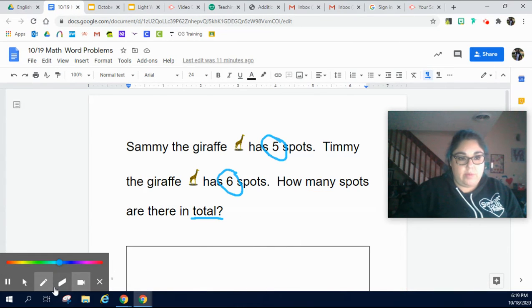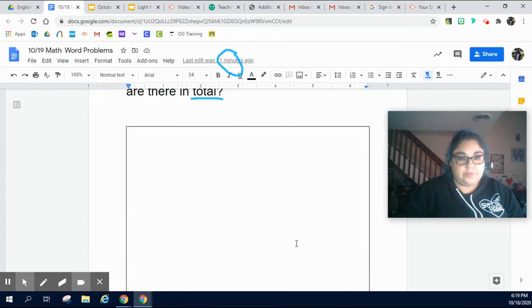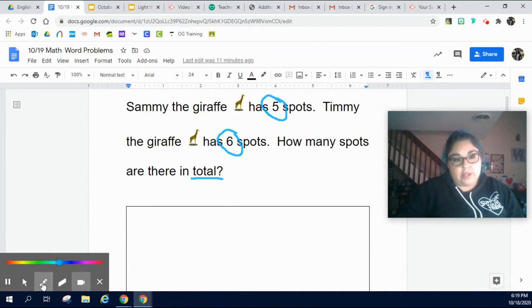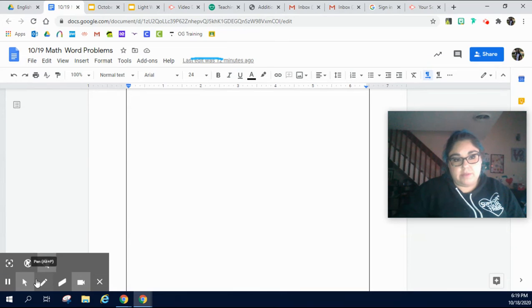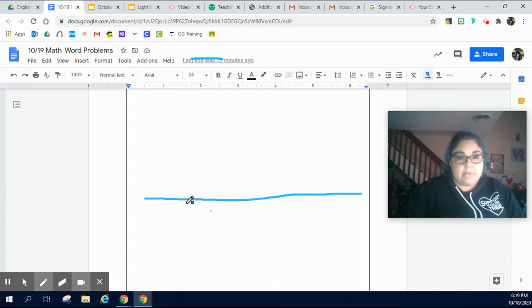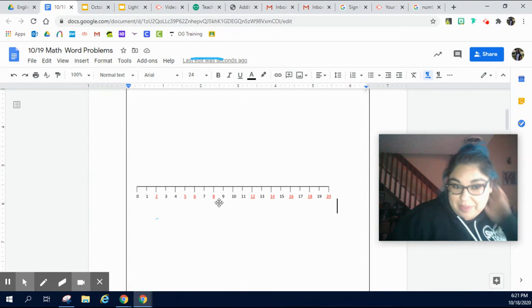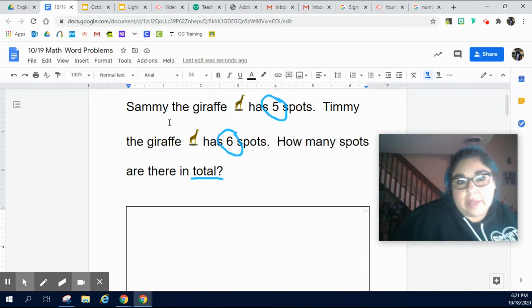So what I'm going to do now is use a strategy to solve this. I think I am going to draw a number line. So I'm going to give myself some room and draw a number line, okay? All right, so I have my number line here. And so I'm going to go back up here and look at my problem again. Sammy the giraffe has 5 spots. Timmy the giraffe has 6 spots. How many spots are there in total?